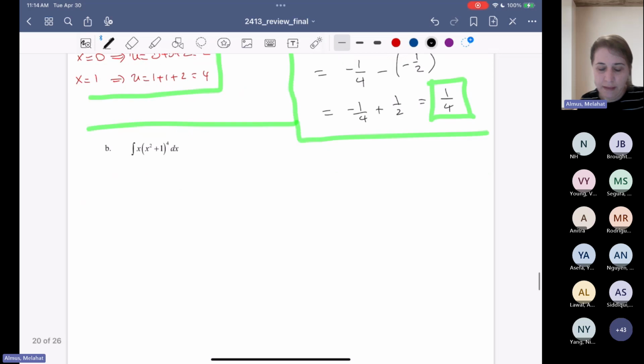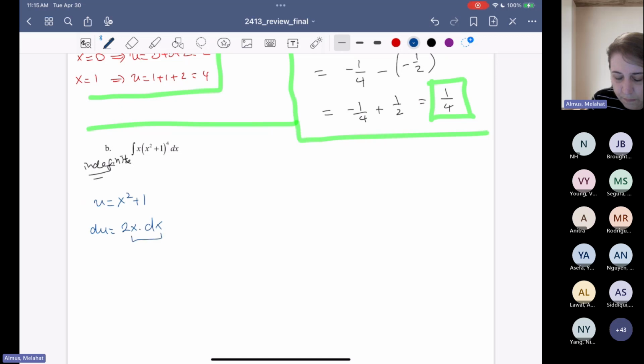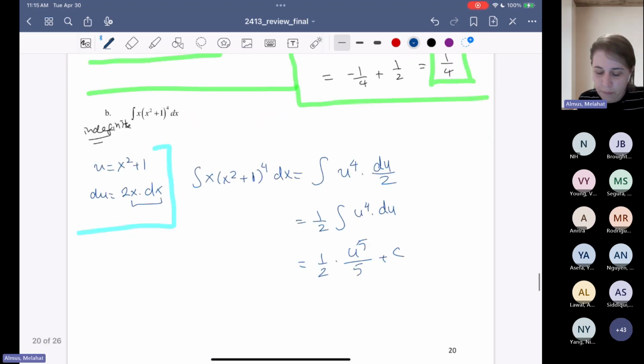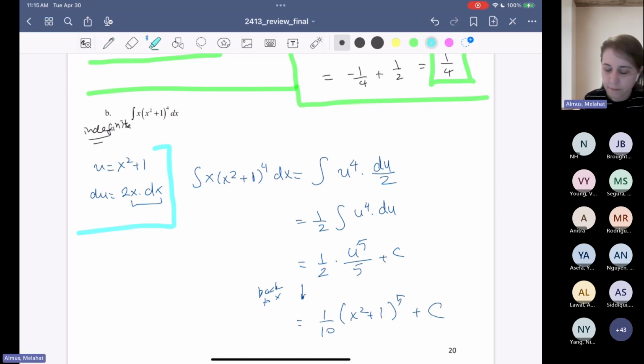Next is an indefinite one, so we're going to end with plus C. Okay, u equals x squared plus 1. du is 2x dx. But my problem has only x dx available. So I say this is u to the power of 4, u over 2, 1/2 pulled out, power rule applied. Add 1 to the power, divide by the new power, go back to x. 1 over 10. What was u? Plus c. Finished.